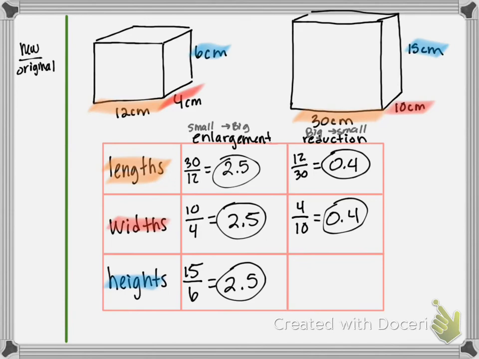They are similar figures, but let's go ahead and do the reduction. So the reciprocal, 6 over 15, or the new, which would be the small, right? The small cube. And 6 divided by 15 is 0.4. So that means that these two cubes are similar figures because they have the same scale factors when you enlarge it in length, width, and height. And in reduction, they have the same scale factor when you make it from big to small.